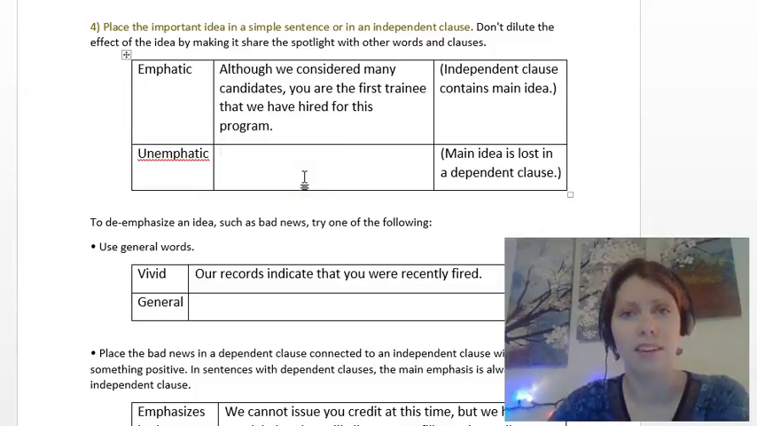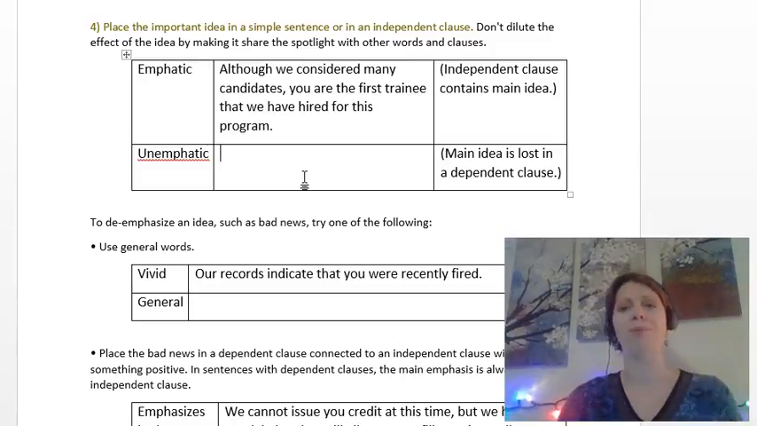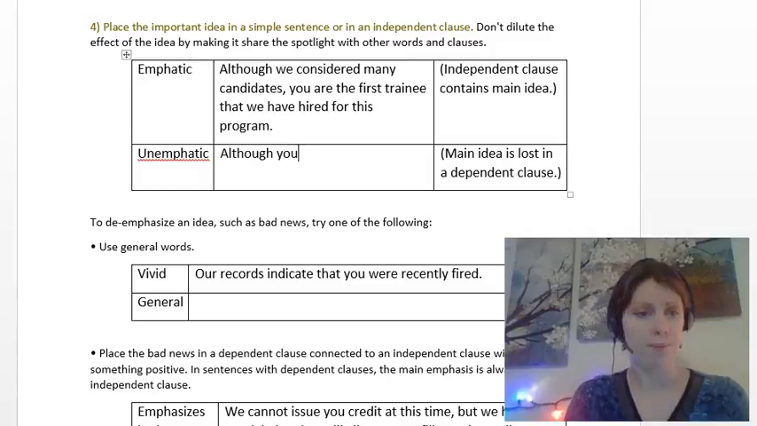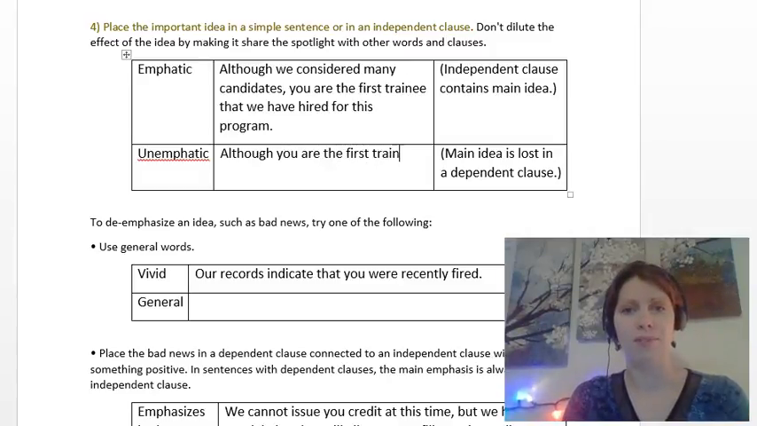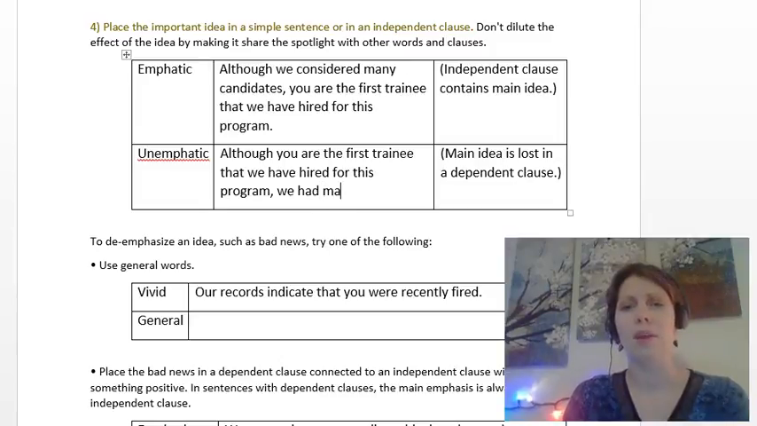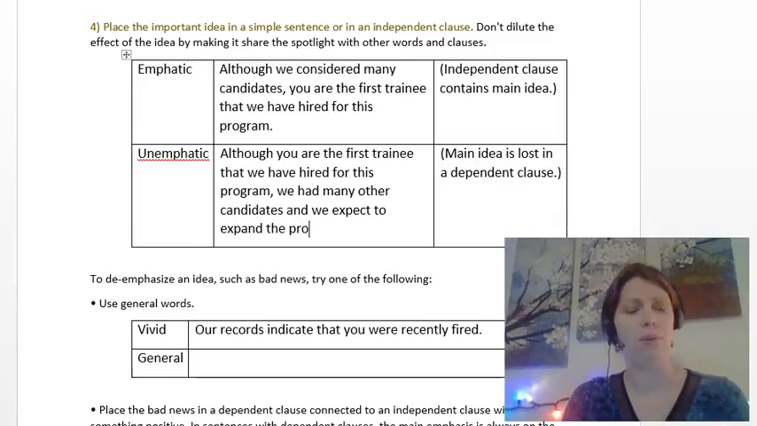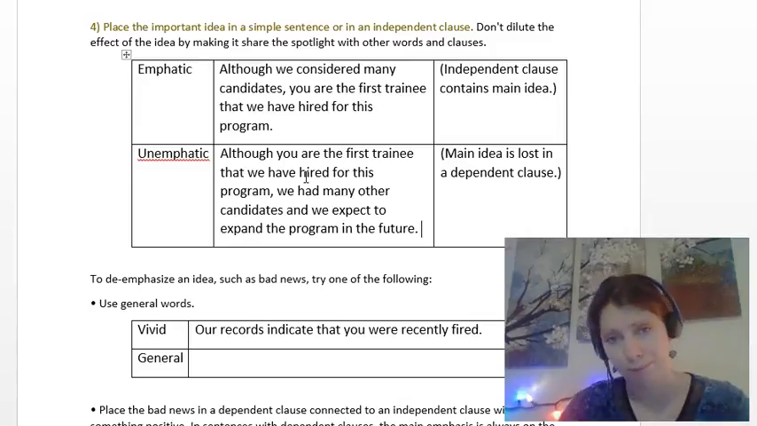So the independent clause contains the main idea. But we want to show what can happen when a main idea gets lost. So this would look something like this. Although you are the first trainee that we have hired for this program, we had many other candidates, and we expect to expand the program in the future.